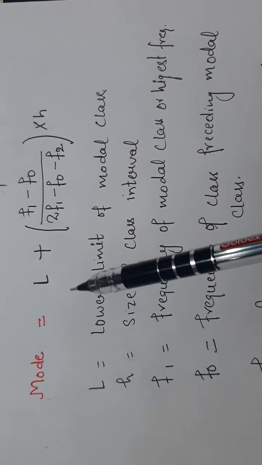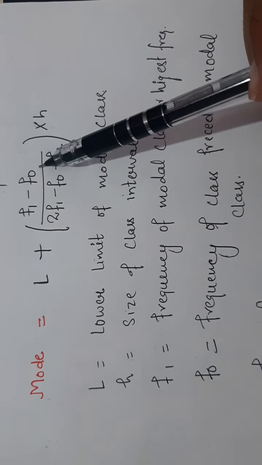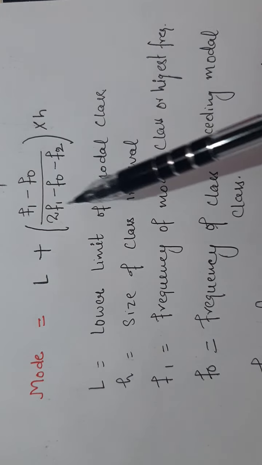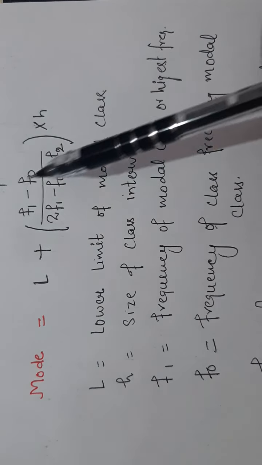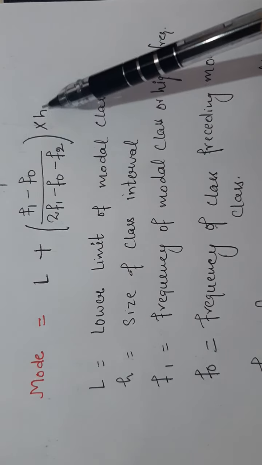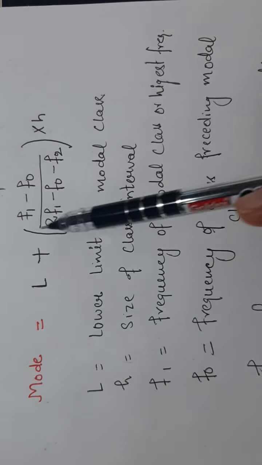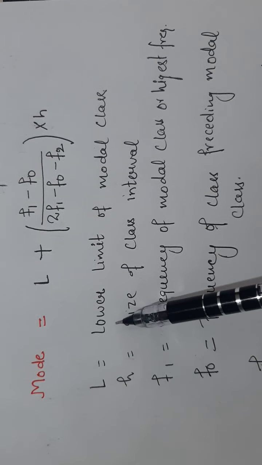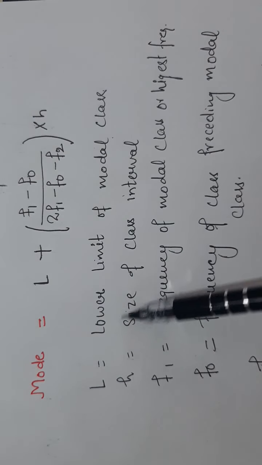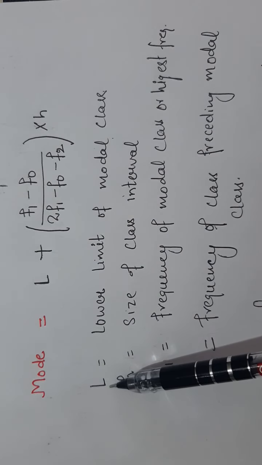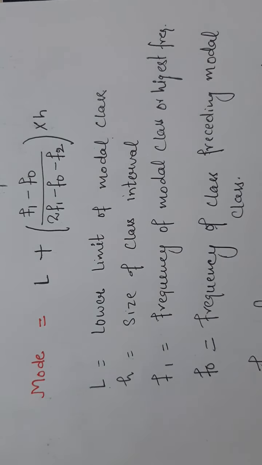The mode's formula is L plus (f1 minus f0) upon (2f1 minus f0 minus f2), in one bracket, multiplied by h. Now what are these terms? L, h, f1, what are they? L is the lower limit of the modal class. We are going to identify the modal class first, and its lowest number is considered as L. h is the size of the interval.